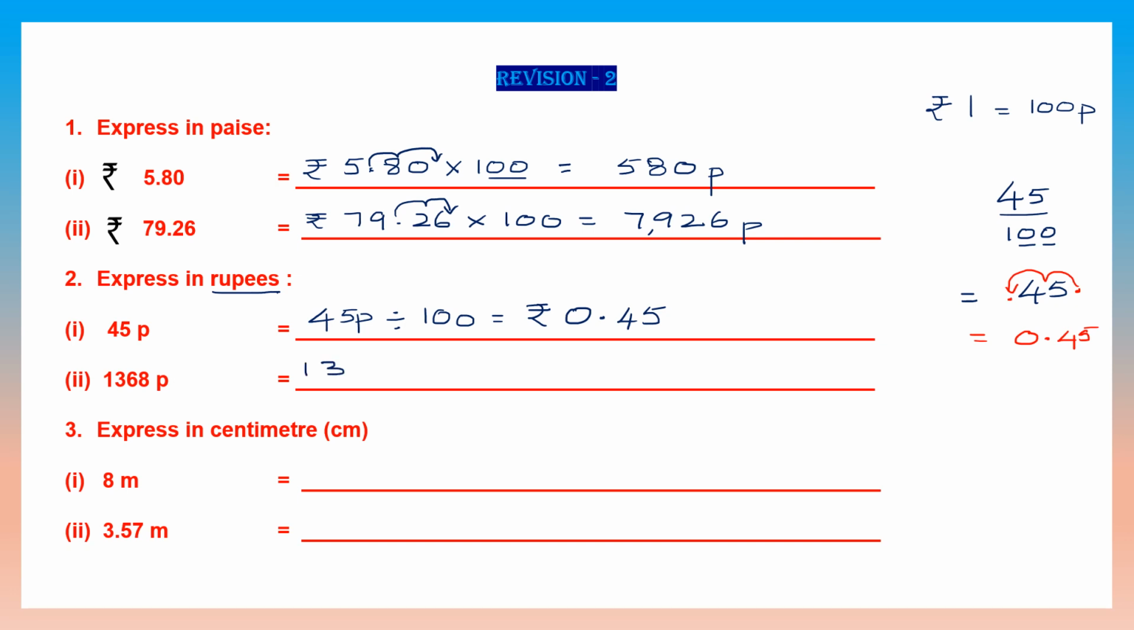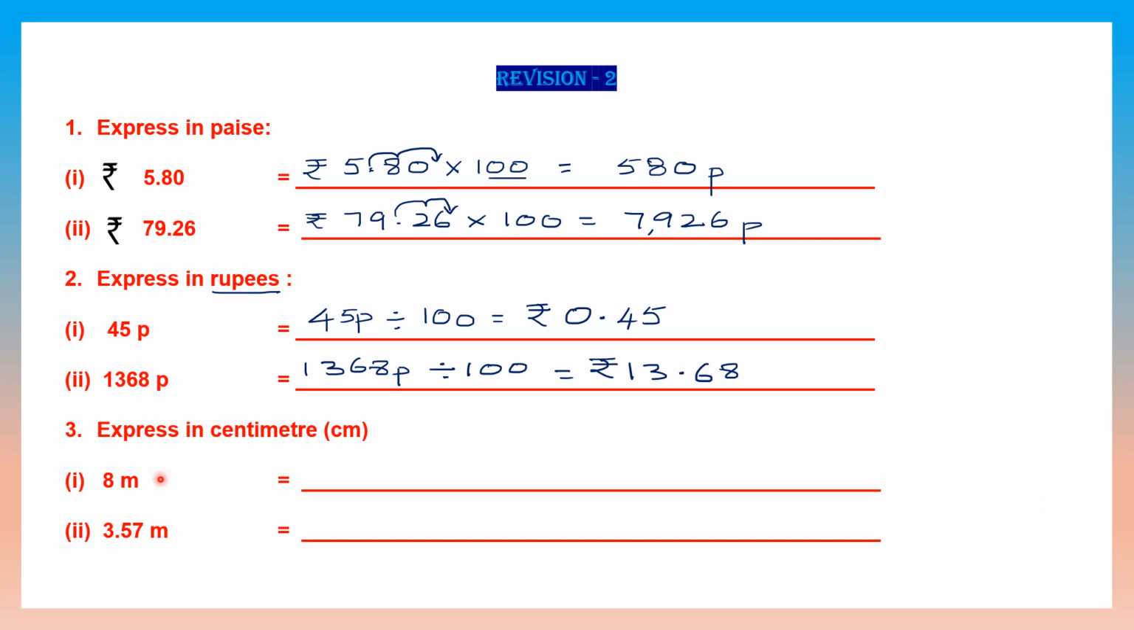So 1368 paise, we're converting to rupees, so we're dividing it by 100. So 1368 divided by 100. Write the numerator as a whole number, and for a whole number the point is after the number. Now look at the denominator, 2 zeros, so move it 2 places to the left. So what do we get here? 13.68, and we have converted it to rupees, so we put the rupees symbol.